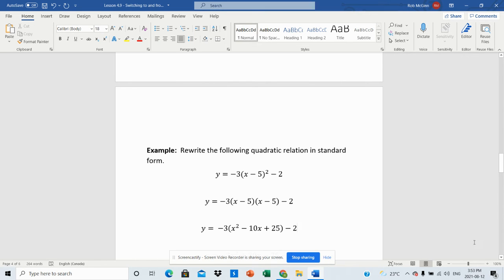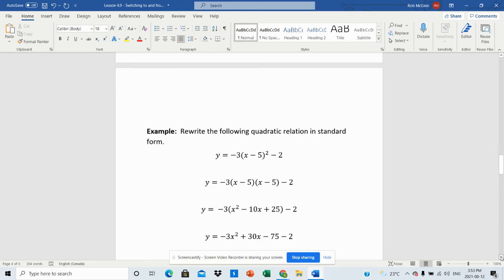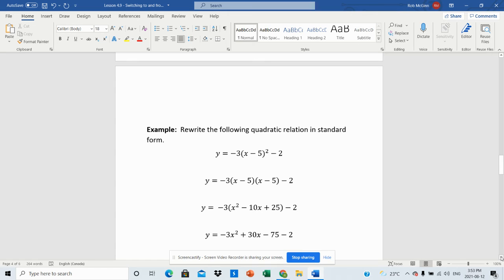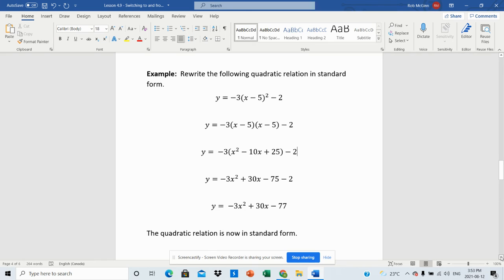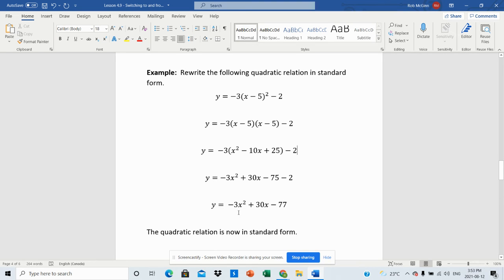So now we're going to distribute the negative 3 throughout our trinomial in the brackets. We'll get negative 3x squared plus 30x minus 75 minus 2. Last step here is just collect our constants. So our final quadratic relation in standard form is going to be y equals minus 3x squared plus 30x minus 77.